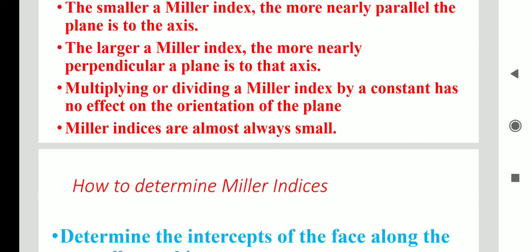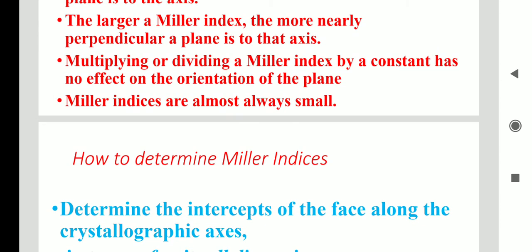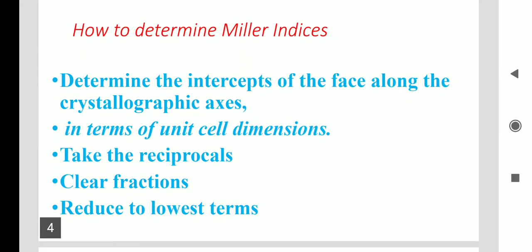Next one, multiplying or dividing a Miller index by a constant has no effect on the orientation of the plane. Miller indices are almost always small numbers, very small. Then how to determine Miller indices?